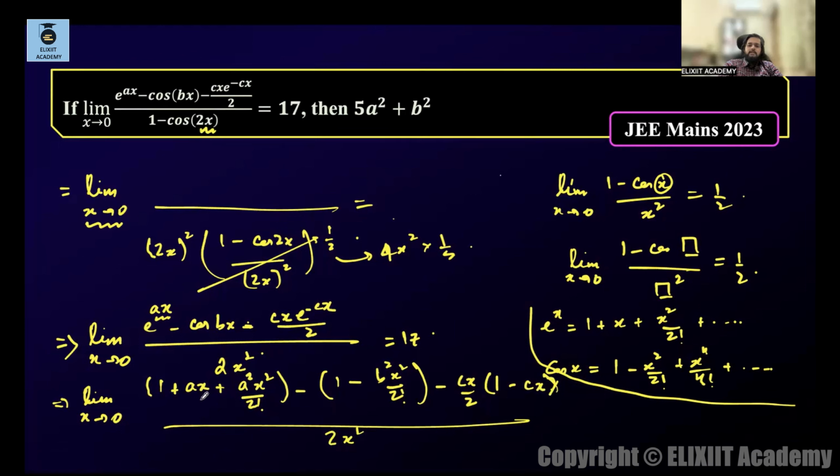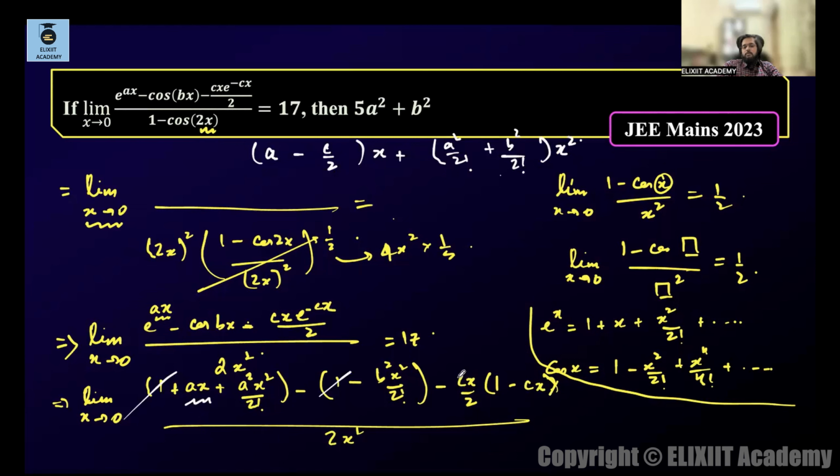Now the same logic, we can see some cancellations getting generated. 1 and minus 1 cancel out. So now you separate the coefficients of x and then the coefficients of x square. You can clearly see the coefficient of x is getting generated. Coefficient of x is a, then from here we have minus of cx by 2, so minus c by 2. And from the coefficient of x square, we have a square by 2 factorial, and from here we have plus b square by 2 factorial.